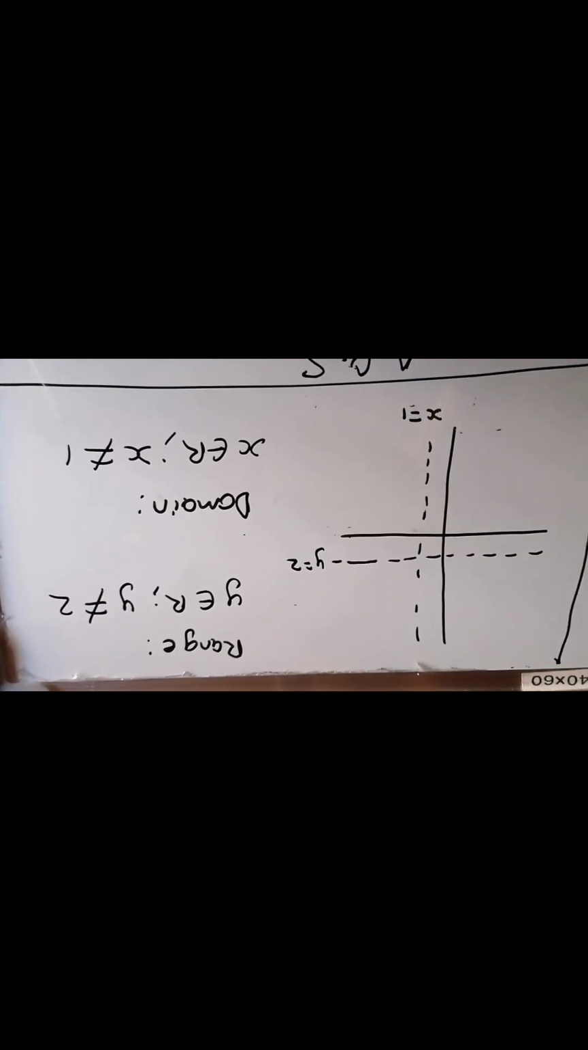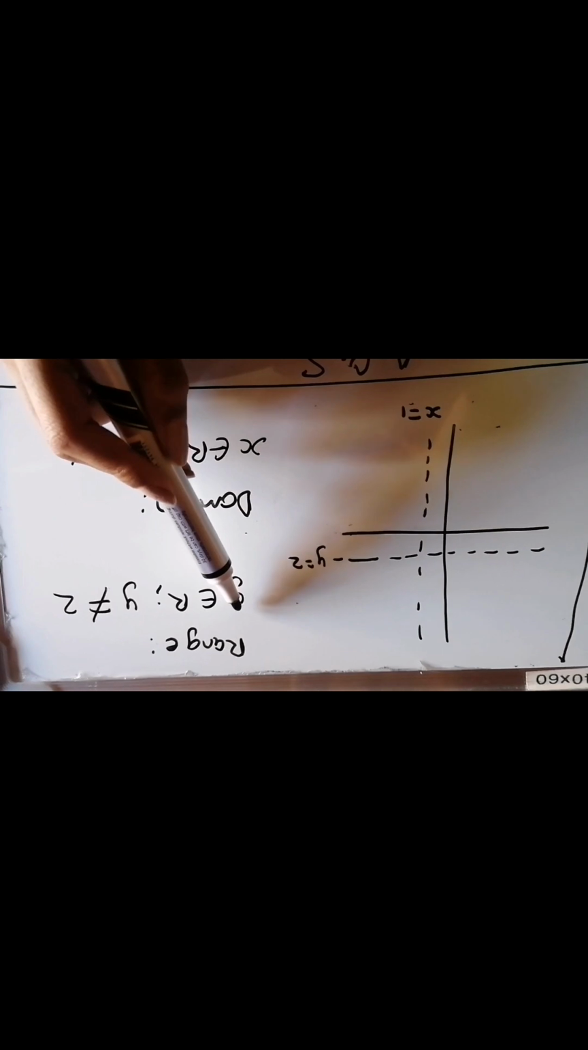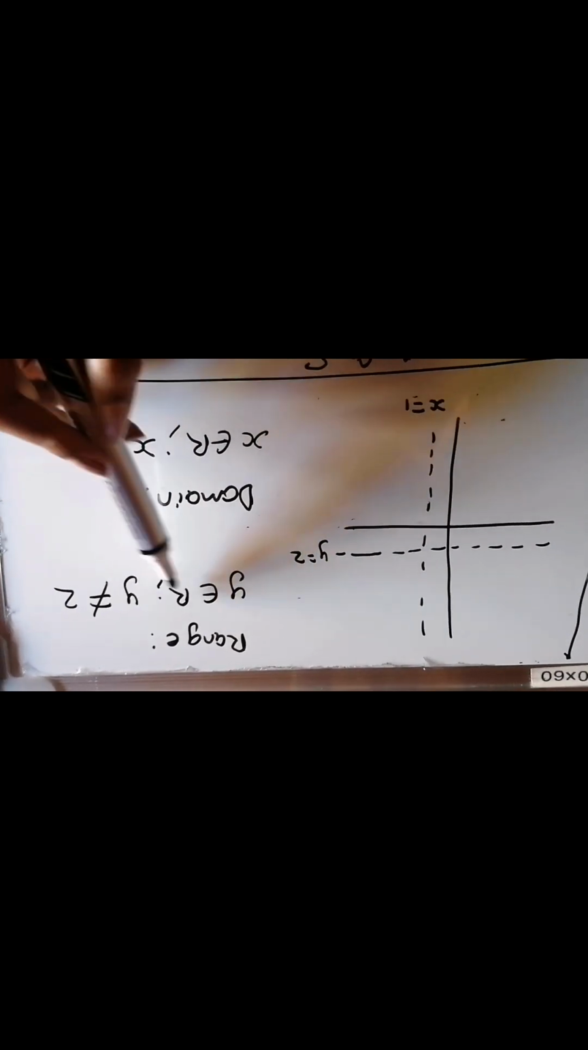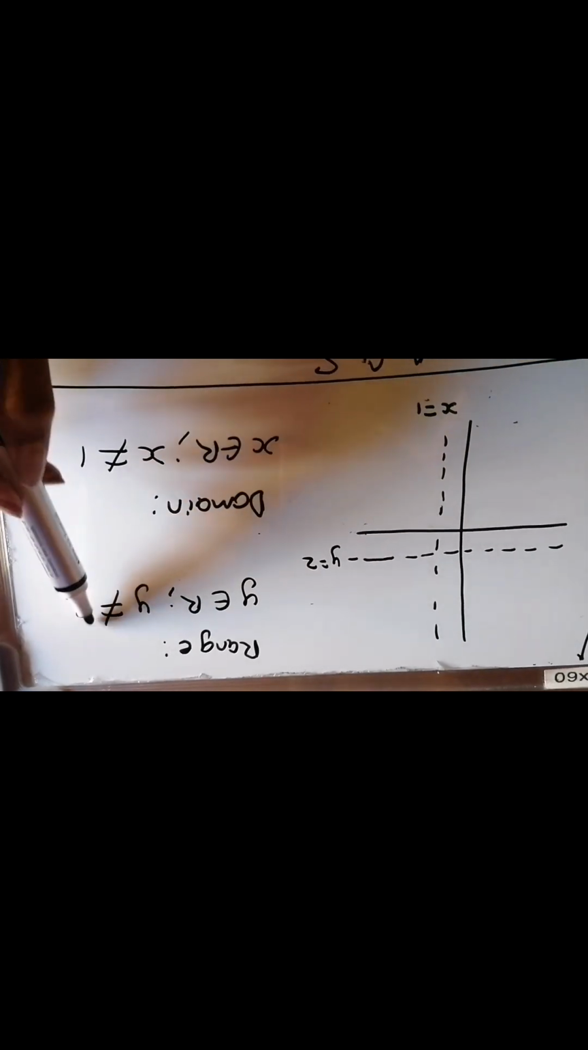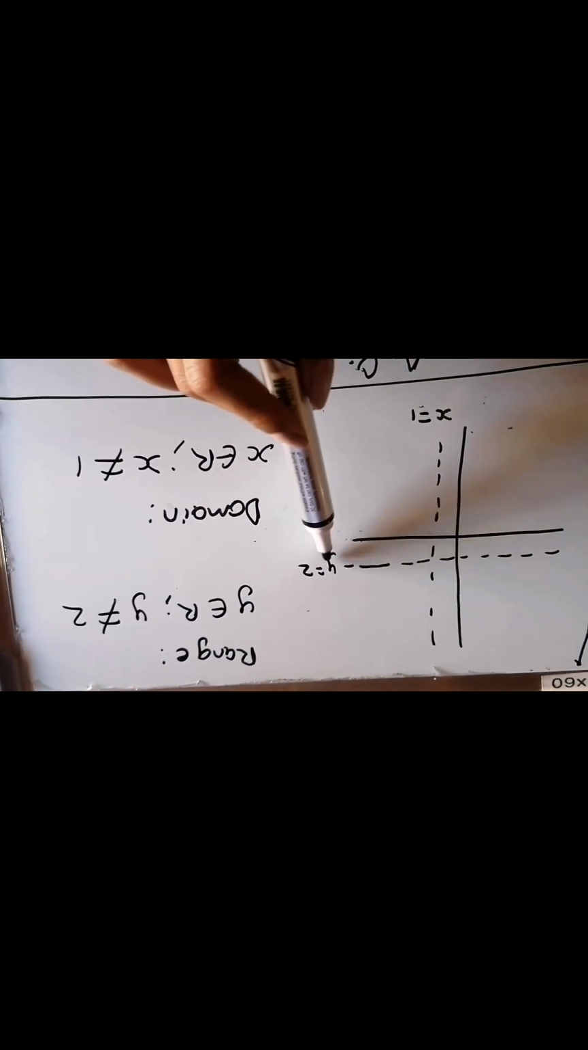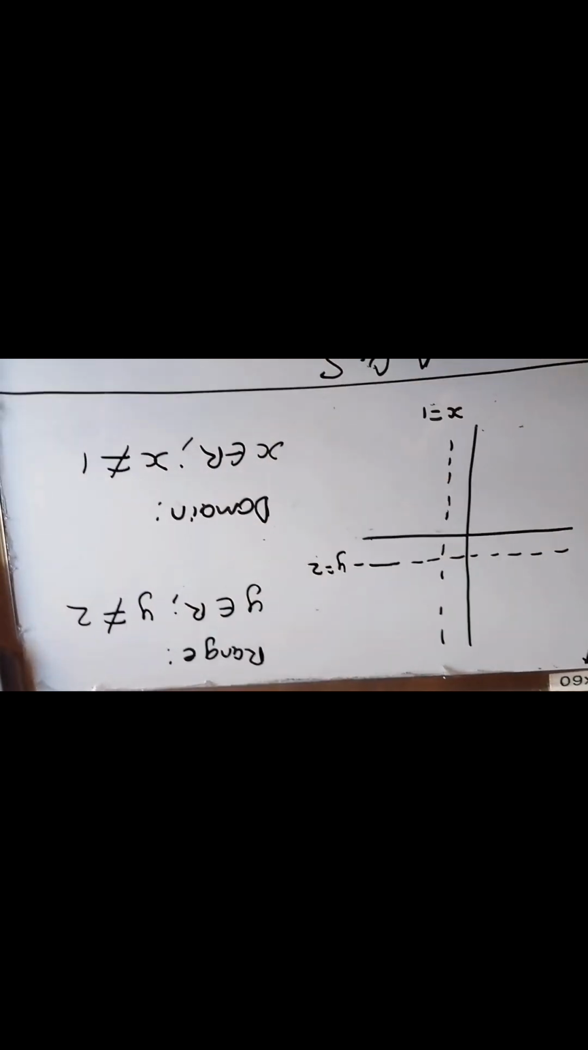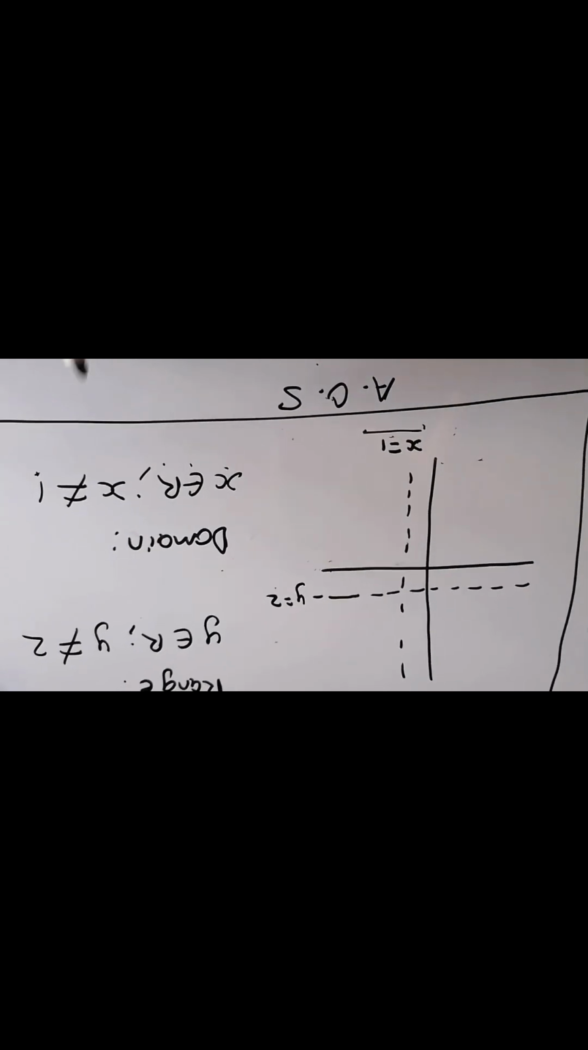Then we come to range and domain of a hyperbola. It's pretty simple. All you do is for your range, you put y is an element of real, and then you put y is not equal to your asymptote value. So what's your y asymptote? Remember, it's the horizontal one. So see, it was 2, so you say y is not equal to 2. Then for domain, same thing. X is an element of real, but x is not equal to, what's your x asymptote? It's the vertical one, so it was 1. So it's not equal to 1. And that's your final answer.